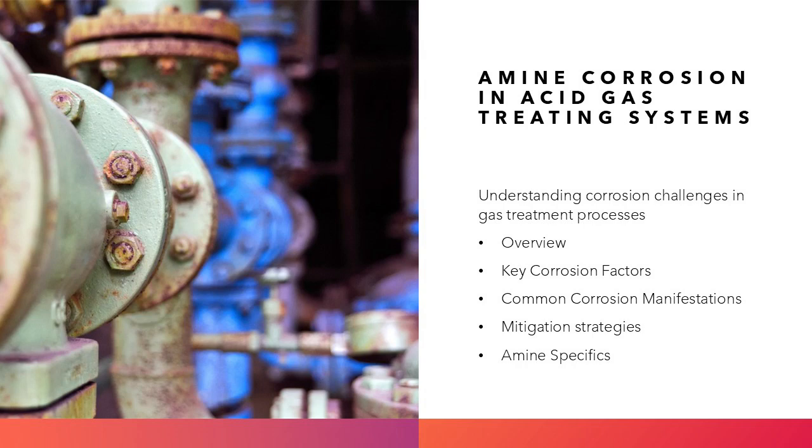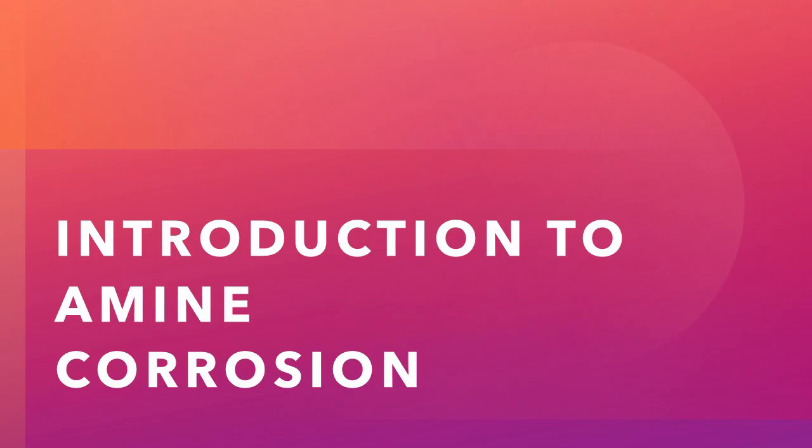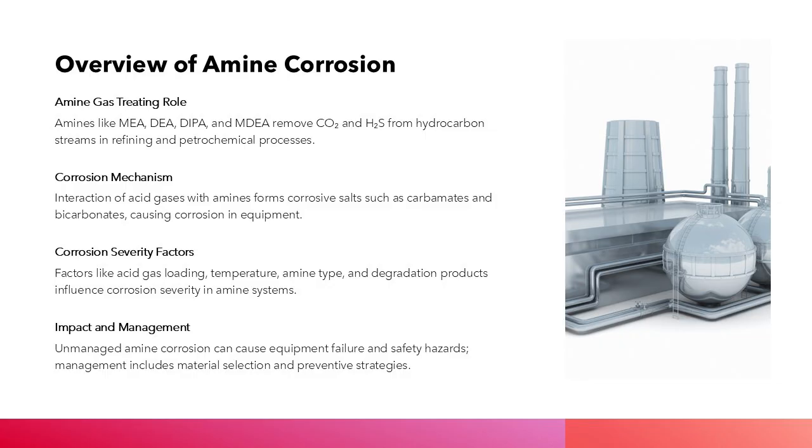Amine corrosion in acid gas treating systems: understanding corrosion challenges in gas treatment processes. Overview of amine corrosion. Amine corrosion occurs in equipment used for acid gas treating processes where amines such as monoethanolamine (MEA), diethanolamine (DEA), diisopropanolamine (DIPA), and methyldiethanolamine (MDEA) are employed to remove CO2 and H2S from hydrocarbon streams.